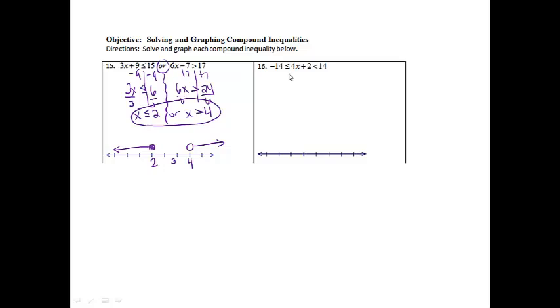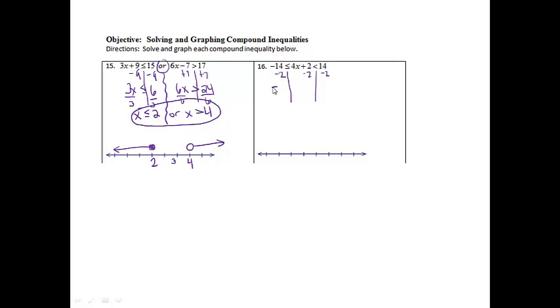All right, number 16, negative 14 is less than or equal to 4x plus 2, which is less than 14. All right, this one, because the whole problem is connected, I do know that I will be connecting my graph on this one. I'm going to draw lines down both of the less than or equal to signs. If I want to get x by itself in the middle, the first thing we want to do is to get rid of the plus 2. So we'll do minus 2 to all three parts.